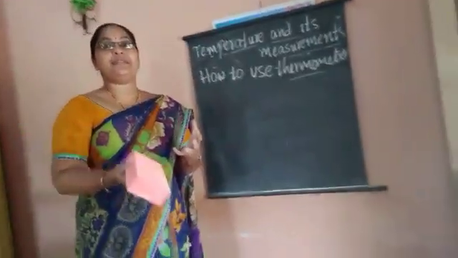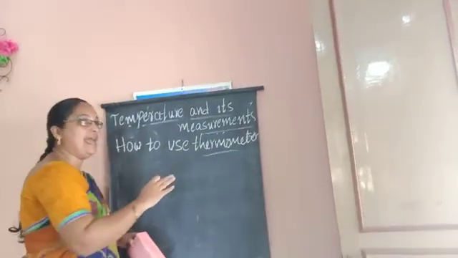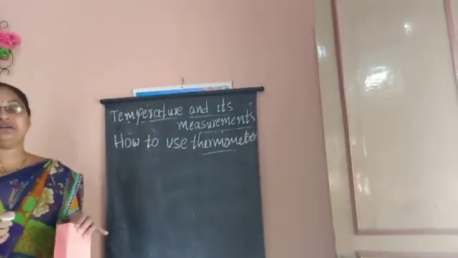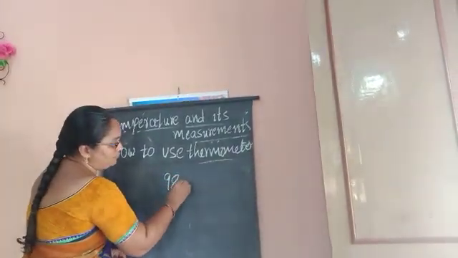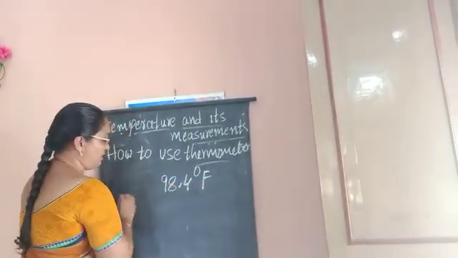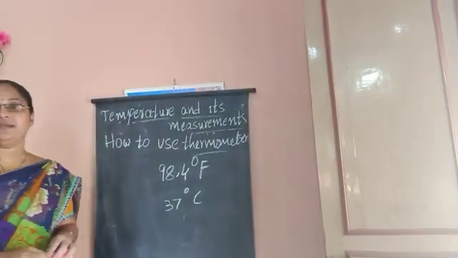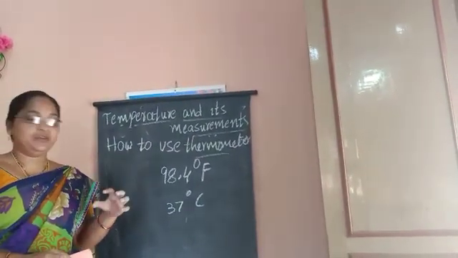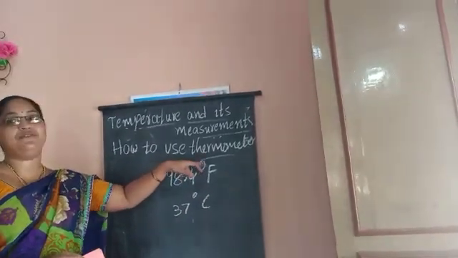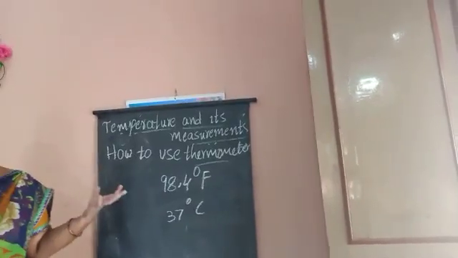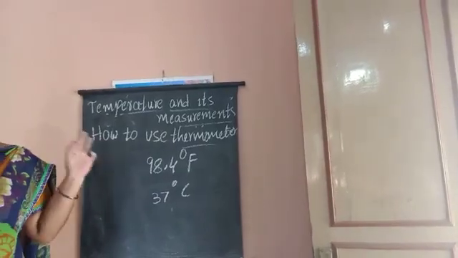What is the normal temperature of the human body? The average body temperature of a large number of healthy persons is 98.4 degrees Fahrenheit or 37 degrees Celsius. The normal temperature of the human body is 37 degrees Celsius or 98.4 degrees Fahrenheit. What is the normal temperature of the human body? It means the average body temperature of a large number of healthy persons.